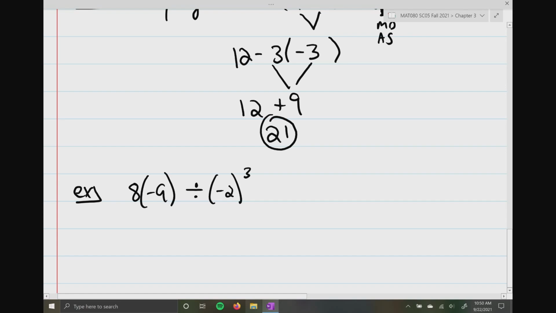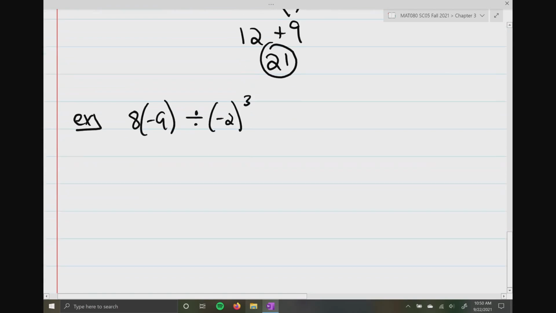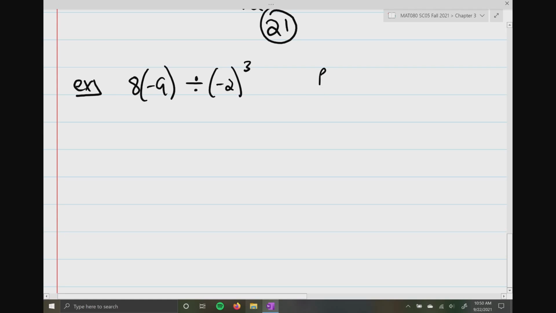Eight times negative 9 divided by the quantity negative 2 to the third power. All right, so once again, I write my order of operations to the right. Now I worry about parentheses. Well, I got this set of parentheses here, but that's just one number. It's negative 9. I have this set of parentheses right here, but that's just one number. It's negative 2. So there's really no work inside parentheses.